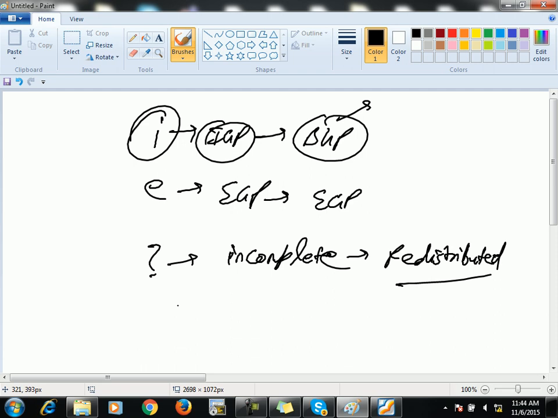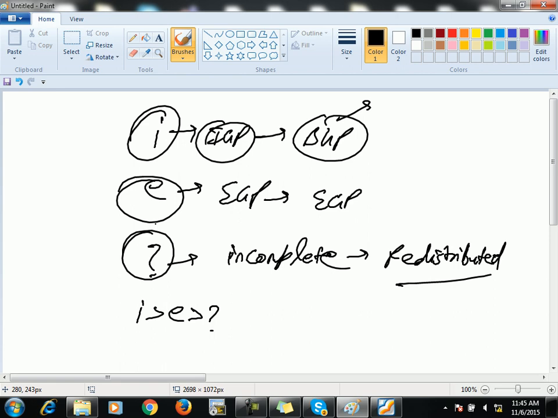And remember, this is the sequence: I will always be preferred over E, and E will always be preferred over question mark. If you redistribute anything into BGP, by default its origin code will be question mark. E you will never get nowadays, because EGP is an older technology. Yes, in some NAPs you might get EGP. Any problem? So I is preferred over E, and E is preferred over question mark.